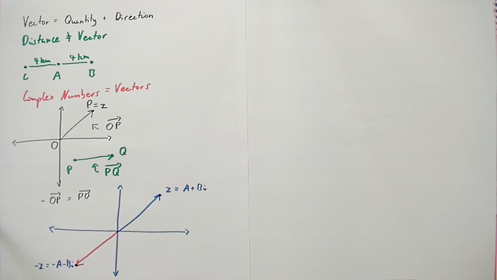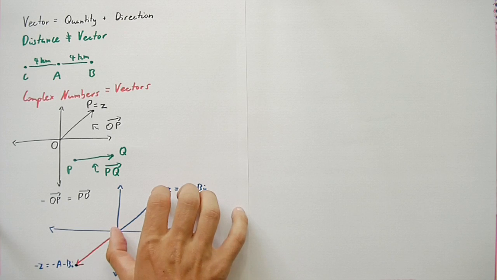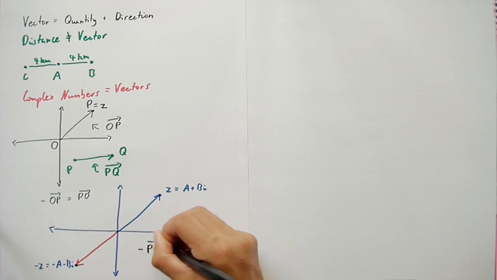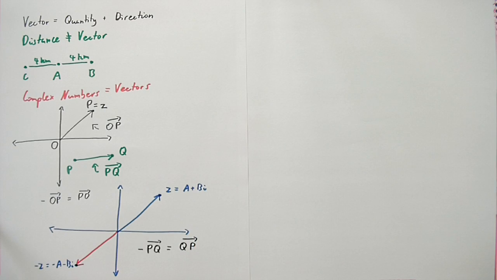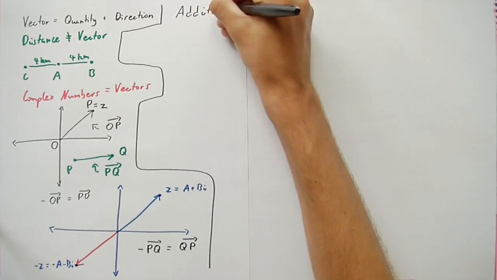But as you can see, if we were to shift this vector and place it on top of this one, we'd get the same as the original, but going in the other direction. So in general, if I have a vector, negative P going to Q, that's equal to Q going to P. Simple. But the real useful thing about vectors is when you add them up.